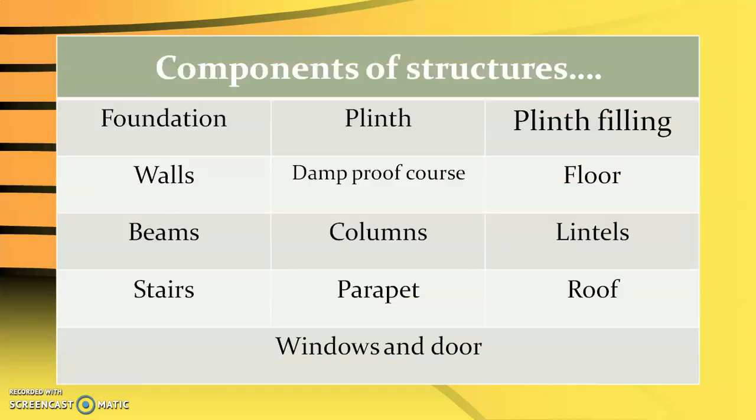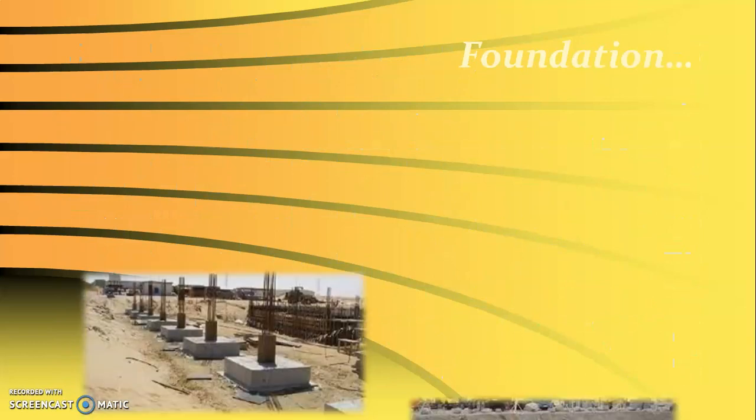Now, different components of structure. Every building has a few very common types of components like foundation, plinth and plinth filling, walls, damp proof course, which is abbreviated as DPC, different floors, beams, columns, lintels, stairs, parapet, roof and different windows and doors. So we'll try to understand in brief these different components. We'll start with the foundation.